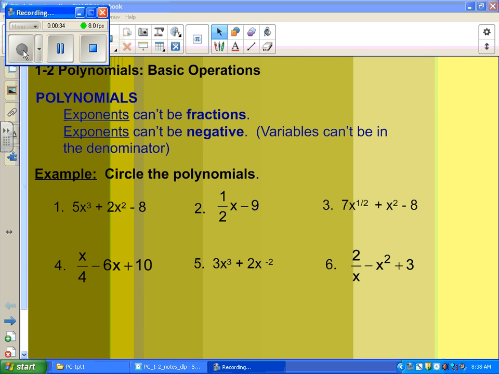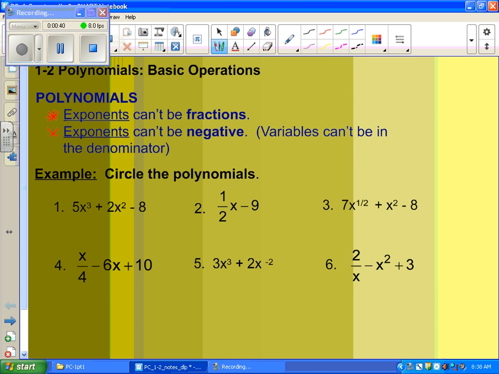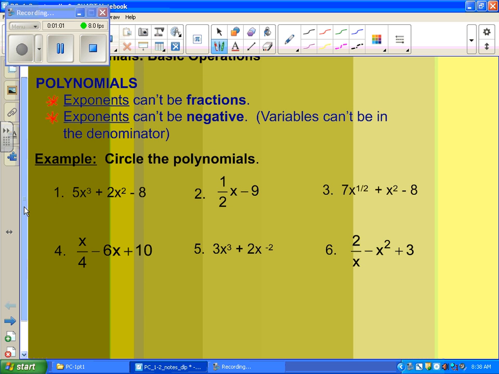Now, a polynomial has to have these two components. Its exponents must be whole numbers, can't be fractions, and they can't be negatives. And if you ever have a variable in the denominator, then you have a situation where you have a negative exponent. All right, so real quickly, just to help ourselves figure out what polynomials look like.